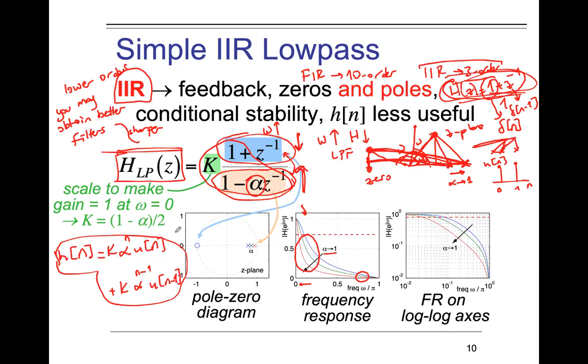Right? If you drove the h of n of this, it will be like this, like this, like this. It will go to infinity. So IIR filters are infinitely long, have infinitely long impulse responses. FIR filters have a limited number of samples, a limited number of components in them.